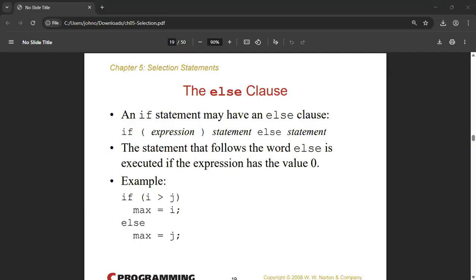Now, an if statement may have an else clause. That means if you don't do this, do something else. That means if expression, do something, else do another thing. And here is an example of that. Here we say if I is greater than j, then we know that between I and j, I is the maximum. But we can say else, then j is the maximum. So this is common sense.